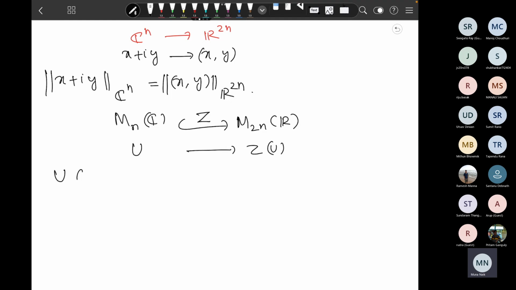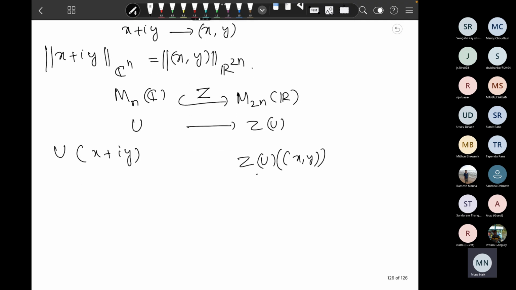Now U will act on x plus iy, and ZU will act on R2N, on (x, y). I just want to recall what is the relation between U of x plus iy and ZU of (x, y).